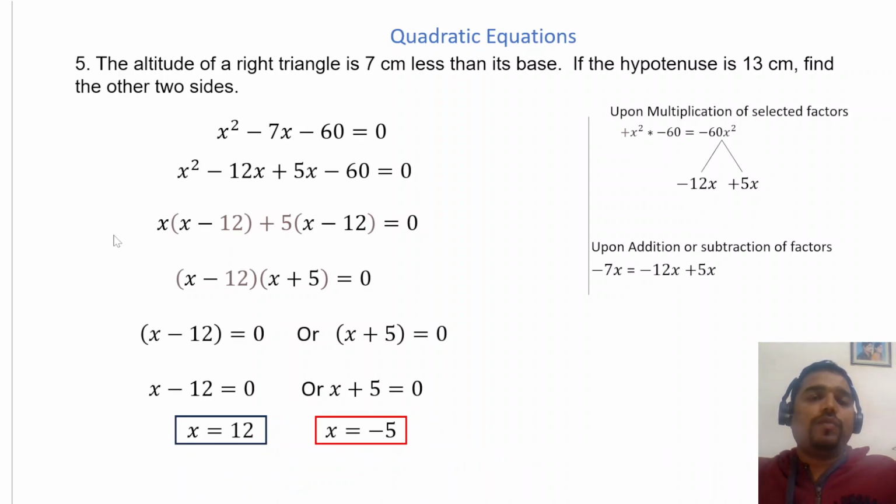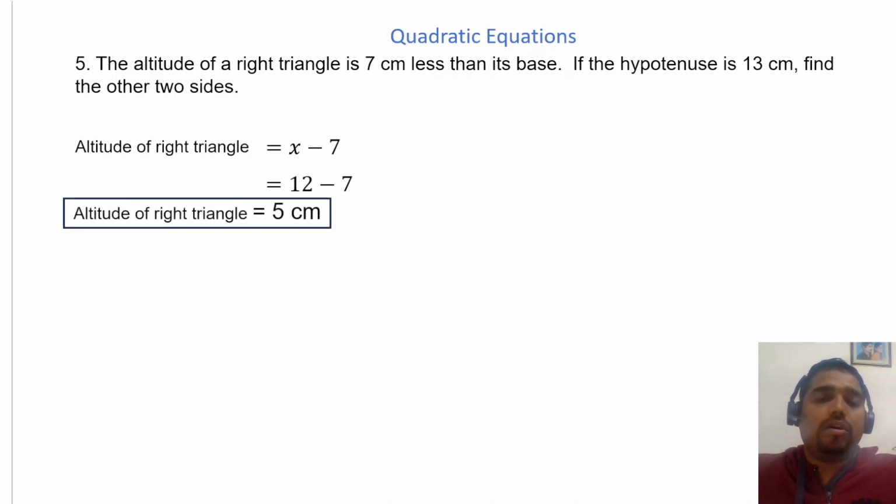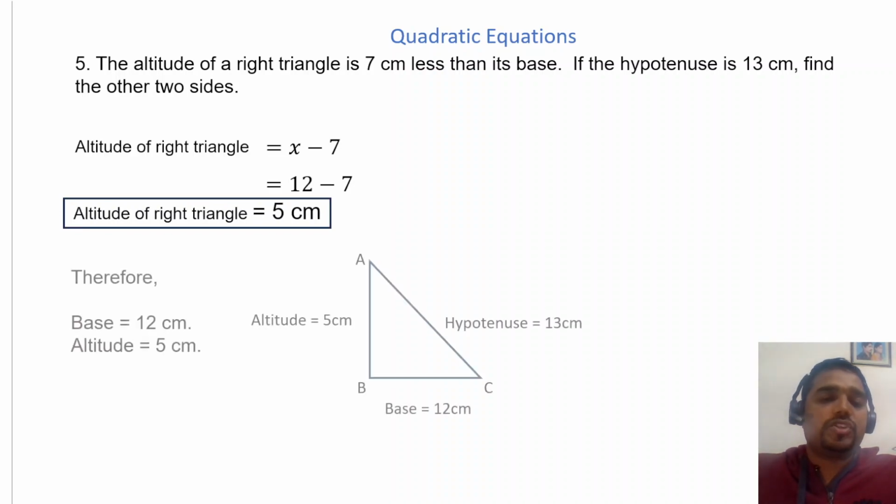Also, to find the altitude of the triangle, which is equal to x minus 7, since the value of x is 12, the altitude of the triangle would be 12 minus 7, or altitude is equal to 5 centimeters. Therefore, the required dimensions of the triangle are: base is equal to 12 centimeters and altitude is equal to 5 centimeters. Thank you.